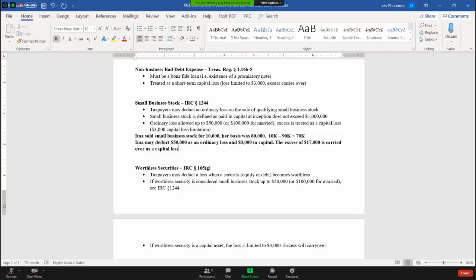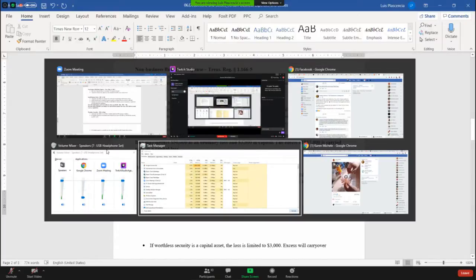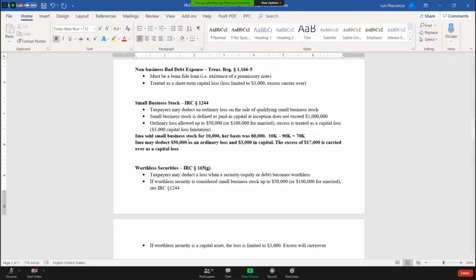So the first $50,000, because she's single, you're correct, Matthew. The first $50,000, you'll be able to write that off as an ordinary loss, and then $3,000 is a capital loss because the excess is treated as a capital loss. So first of the $70,000, $50,000 is ordinary, right? Everybody okay with that? So what's left over? $20,000 is capital, right? What are the rules for capital losses? Then you go back to the capital loss rules. You can only deduct $3,000.